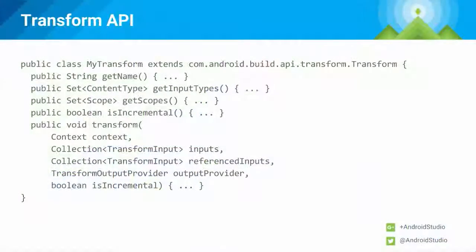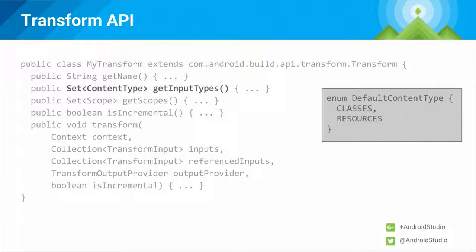ProGuard will run on all of the scopes because it really wants to look at all of the source code. So to implement a transform, we have an abstract class called Transform. There are a few methods to implement. getName, which has to be unique. We actually use that to generate the task name. getInputType is what you want to transform, classes or dex.